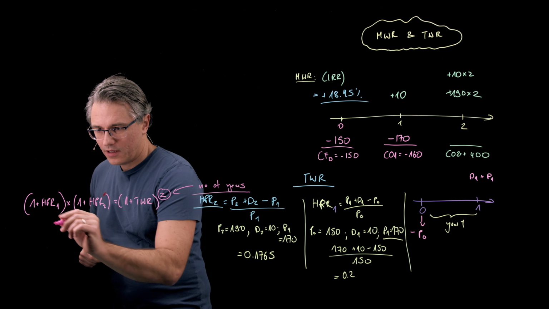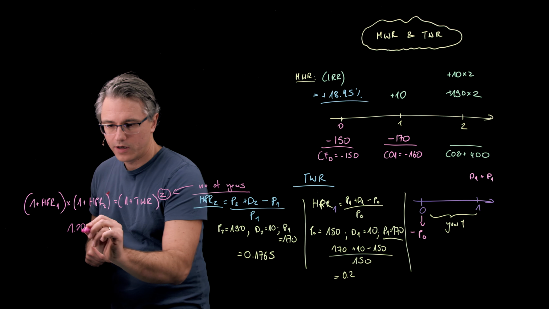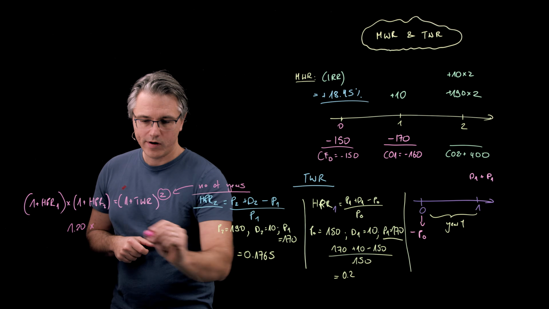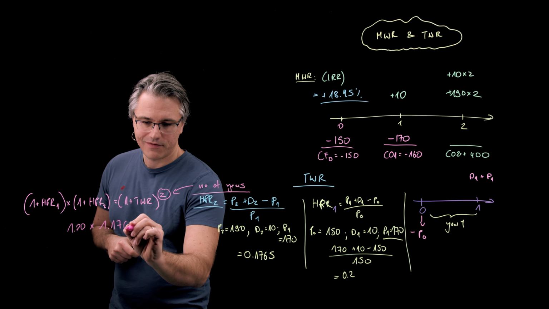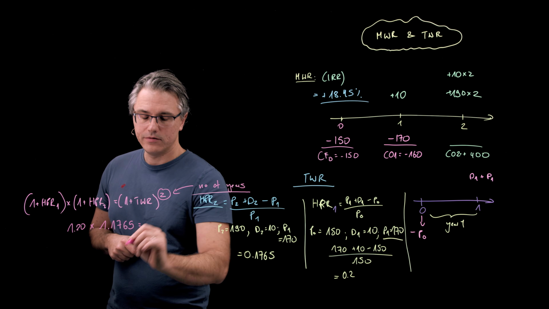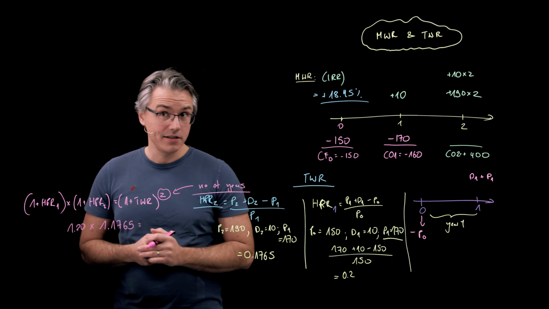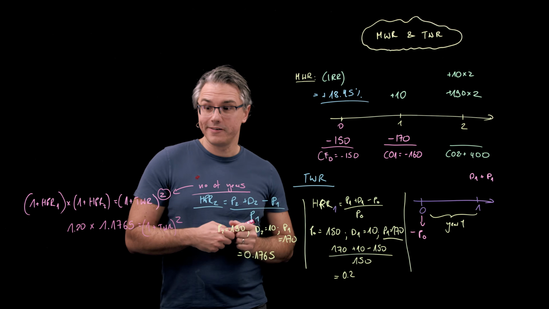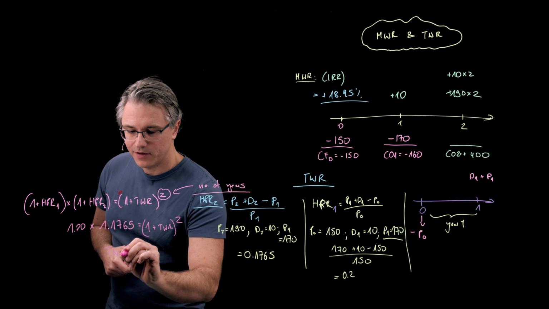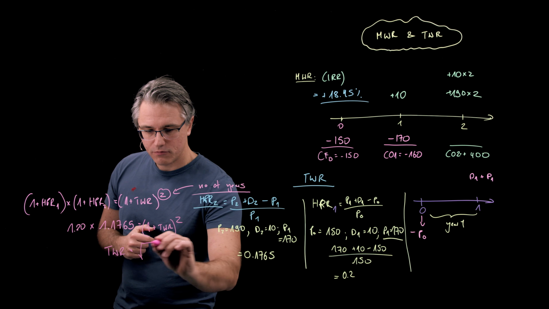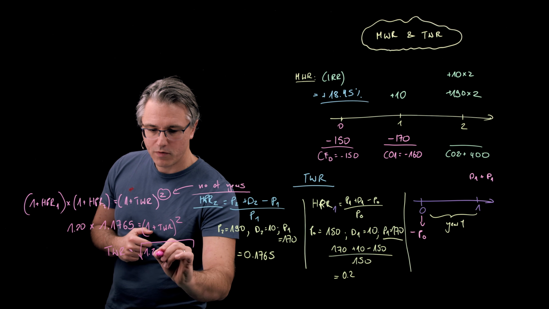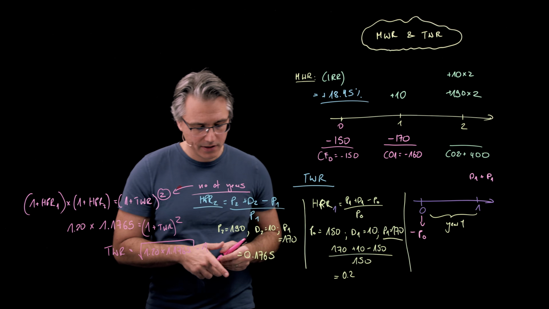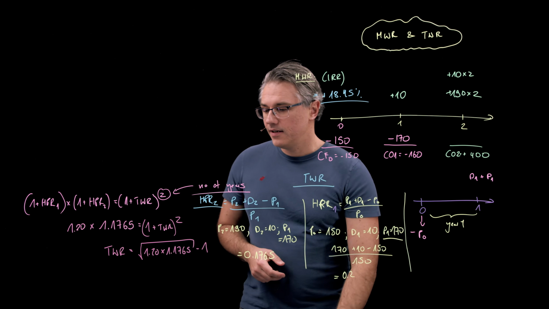Okay, so 1.20 for 1 plus HPR 1, because HPR 1 was 0.2, times 1.1765 equals 1 plus TWR raised to the power of 2. And you can probably see where this is heading. TWR equals the square root of whatever we've got here, 1.20 times 1.1765, minus 1. Let's take the calculator and do this.